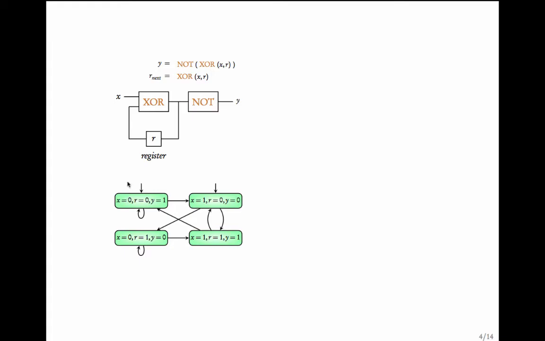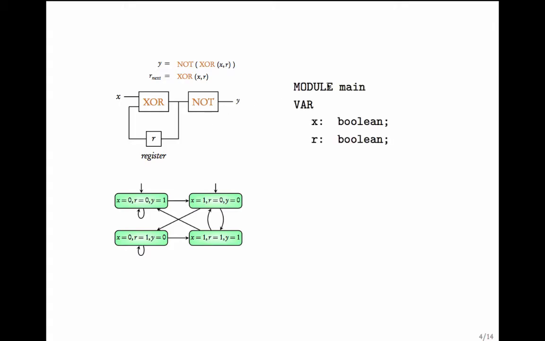This is clearly described in this transition system. The initial value of R is assumed to be 0. The initial value of X could be either 0 or 1. Once the value of X and R are given, the value of Y gets determined. This gives us 4 states. Let us now try to describe this circuit using NuSMV.